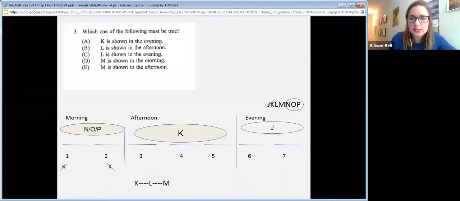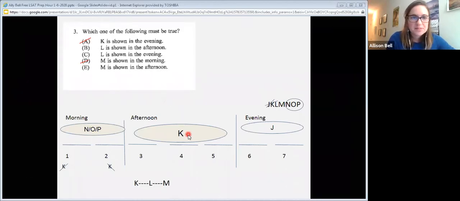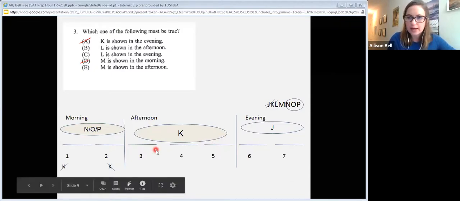So let's check this out. I go through the answers. K is shown in the evening is a great example of an obviously wrong answer. K is right there in the afternoon. I can just cross this off. L is shown in the afternoon or evening. At first glance, both of these might be possible. Both of those come after K, so I'll leave those for now. M is shown in the morning seems definitely wrong based off of what I have in my little cloud over here. I had already narrowed this down to N, O, and P. M is shown in the afternoon. That seems like maybe that could happen. So I'm going to leave that for now.